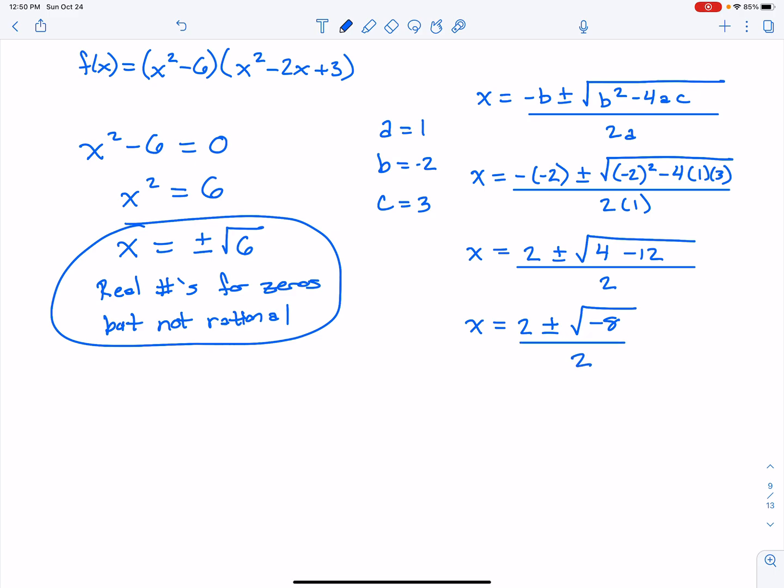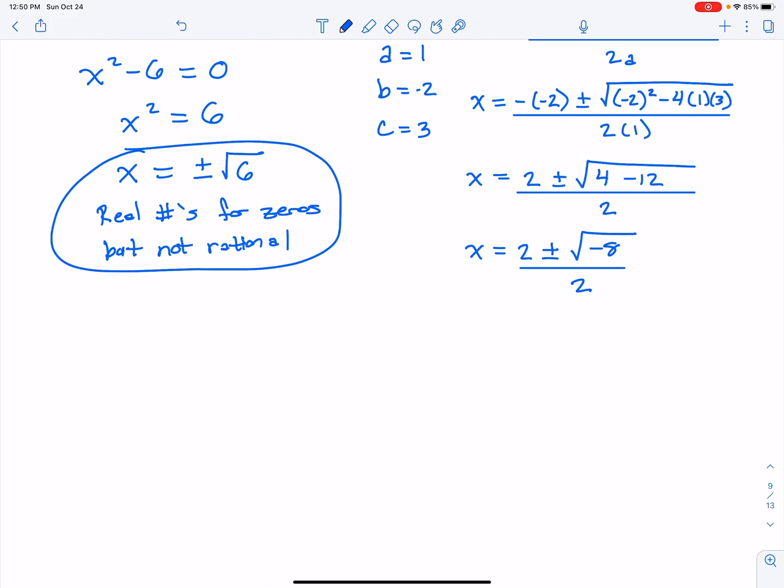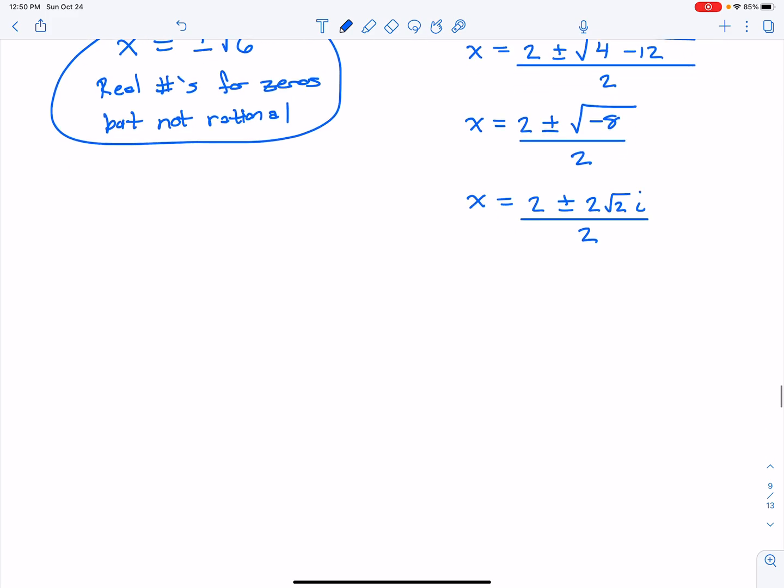A negative means that I have an imaginary number involved. If I simplify the square root of 8, I have 2 root 2. So this is x equals 2 plus or minus 2 root 2 i over 2. I know that I can break this up into the real number piece and the imaginary number piece. So I have 2 over 2 plus or minus 2 root 2 over 2 i. So we could really say that this is x equals 1 plus or minus root 2 i.